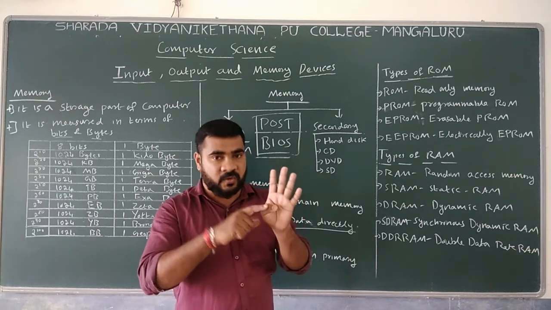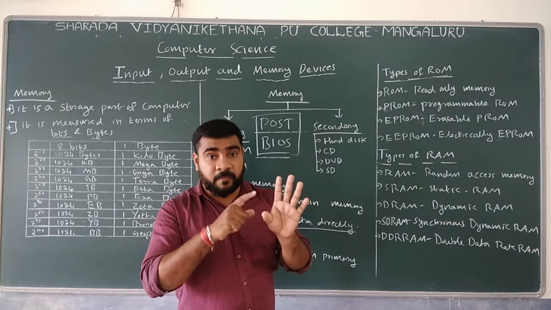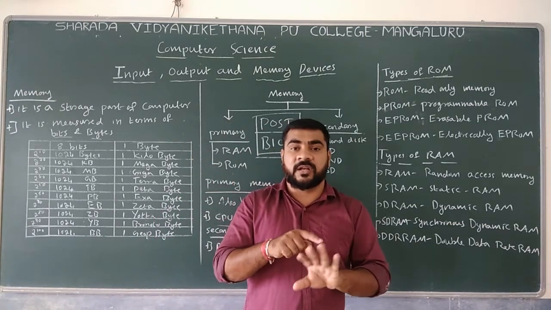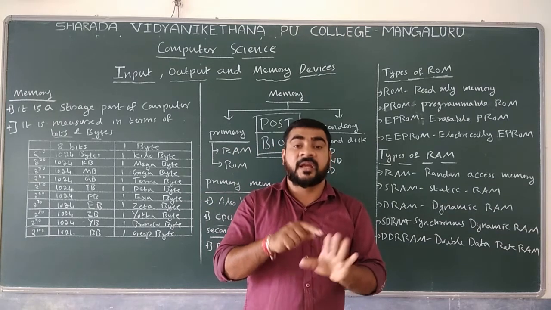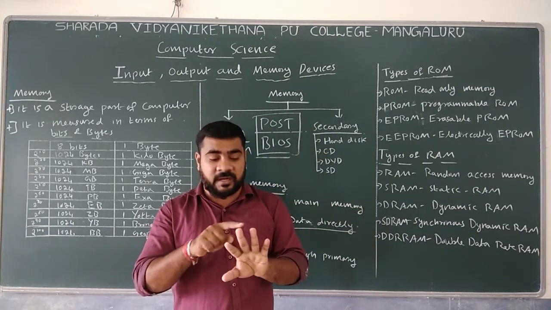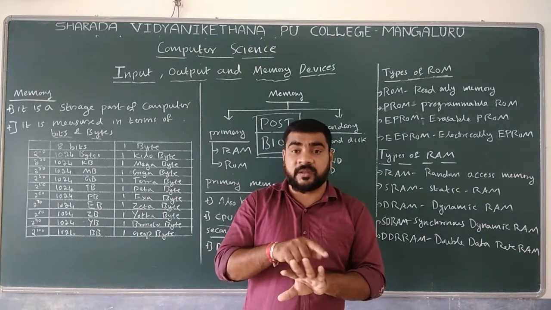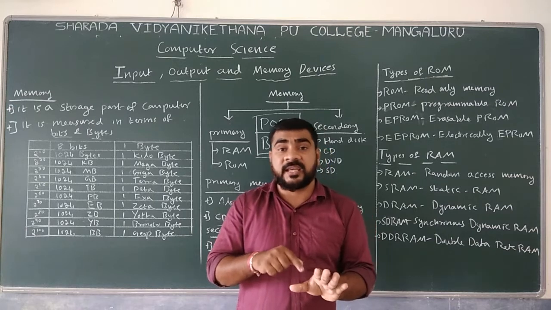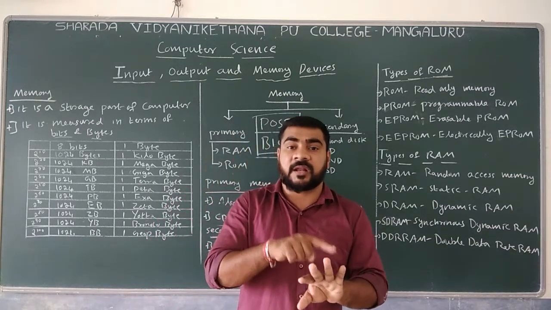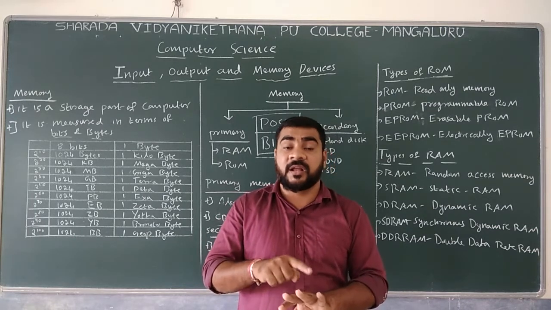So the first one is ROM, read-only memory. The second one is PROM, programmable read-only memory. Next, EPROM, erasable programmable read-only memory. The last one is EEPROM, electrically erasable programmable read-only memory.